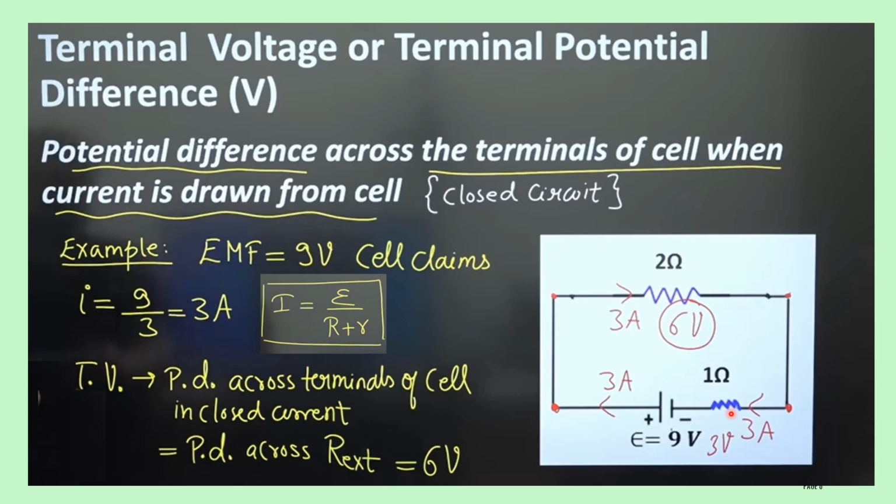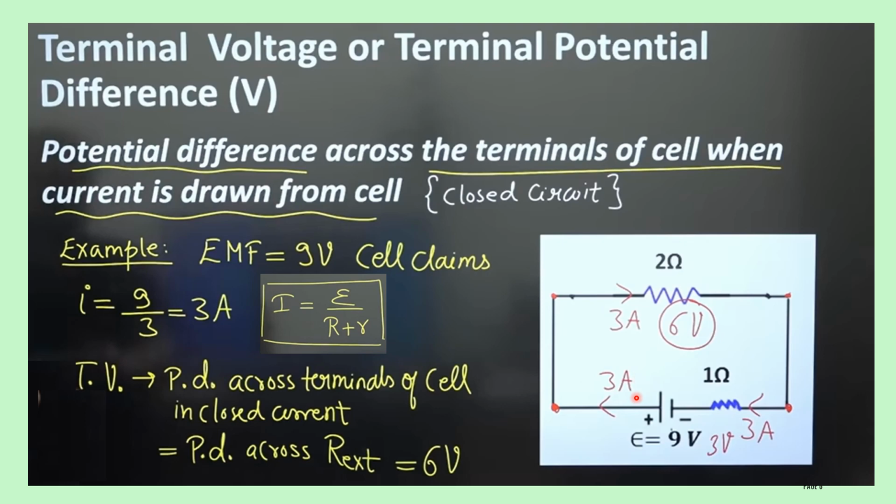The internal resistance is present inside the cell. E is equal to 9 volt. E is nothing but the EMF, electromotive force. What is meant by EMF? When the circuit is open, meaning the current does not flow in the circuit, you have to remember that. Open circuit means no current flows inside the circuit. When the circuit is open, the potential difference across the cell is the EMF, which is equal to 9 volt.